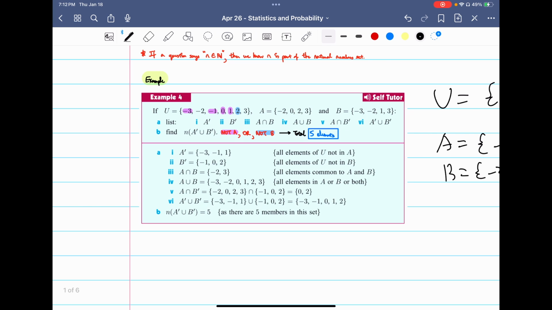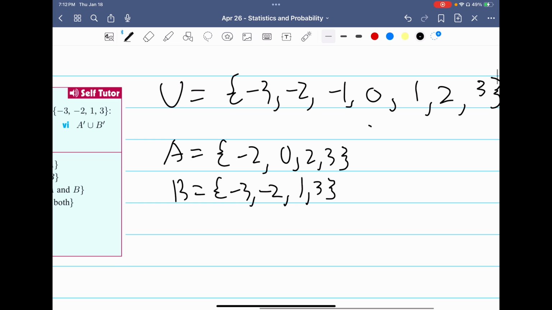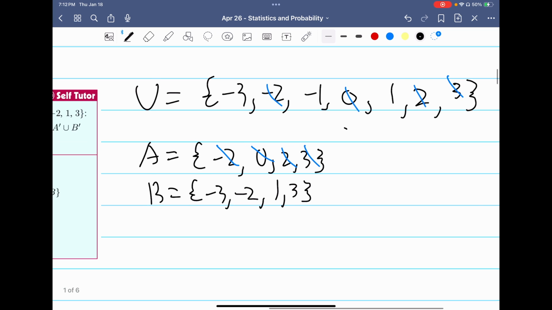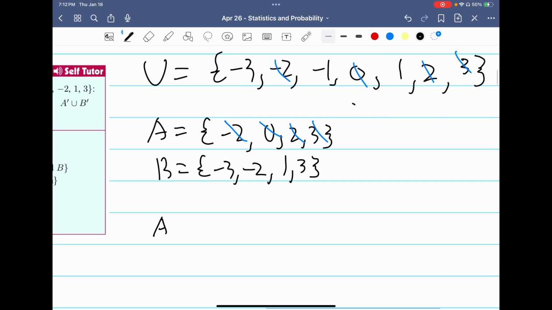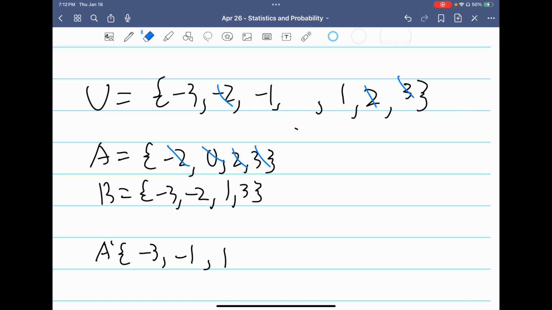So they first want us to list A naught. All right. First of all, A naught is all the elements that are not within A. So I'm going to erase each of these from the universal set to easily notate. And now all the numbers left over would be A naught. So A naught would be -3, -1, 1. That is pretty straightforward. And just gotta refresh these numbers.